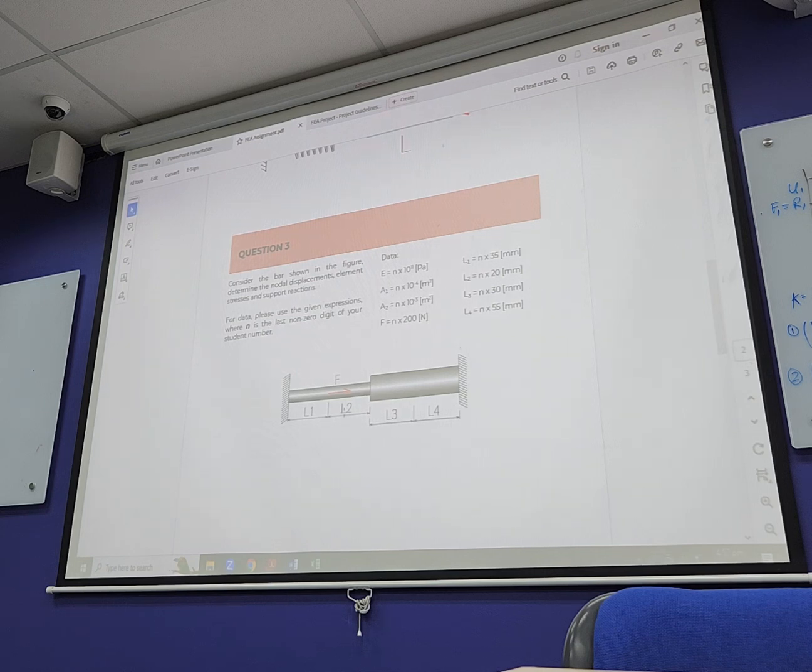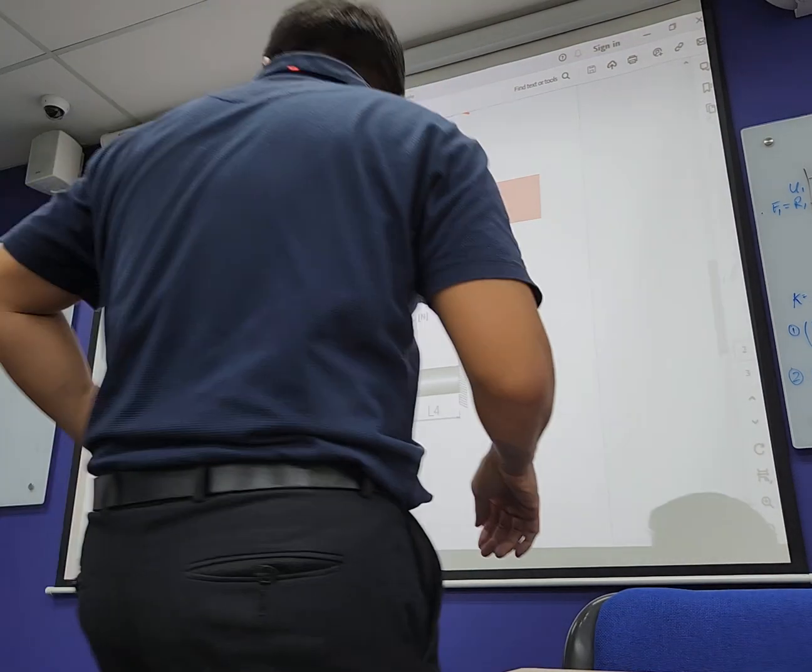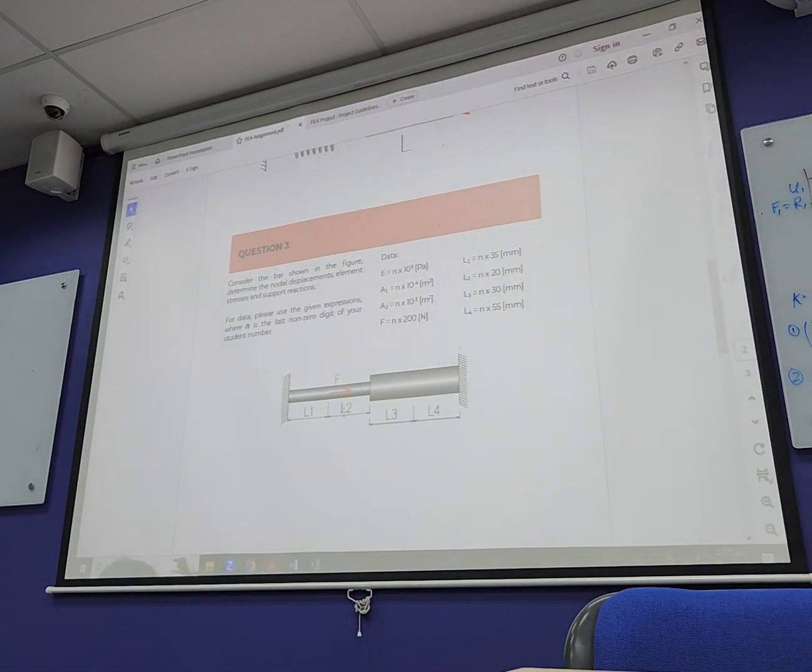Then write the status matrix for each other. So does that mean that technically F3 and F4 will be zero? So very, very good question.